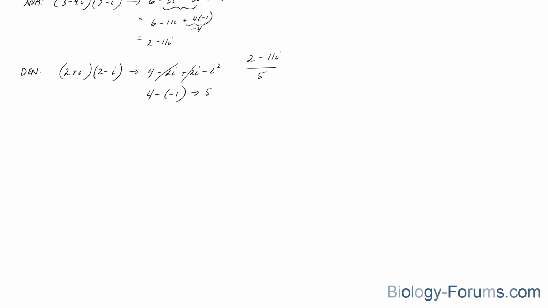Now before you finalize your answer, keep in mind that all complex terms have the format a plus bi. We have to convert this to this format. And the way you do that is you distribute this 5 to both of these terms, and you end up with 2 over 5 minus 11i over 5. So there you have it. That is how to divide imaginary and complex terms.